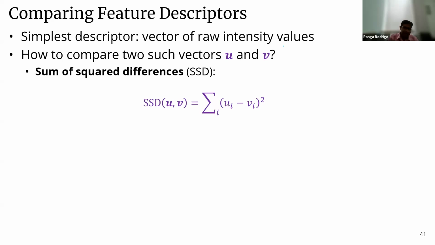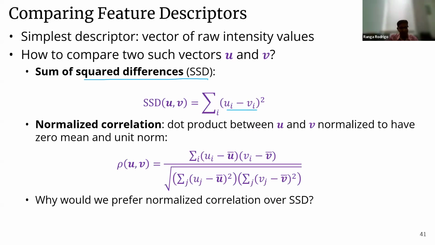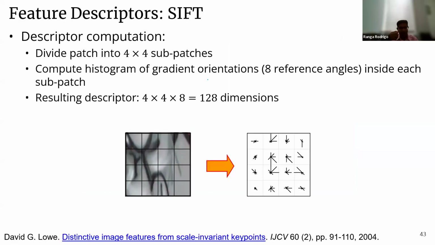A simple descriptor would be raw image patches, and then we can try to minimize the matching error using the sum of (ui minus vi) squared. If u and v are the image patches, this is called sum of squared differences. This does not usually work. Then you can use normalized correlation by dividing by the standard deviations, but all these things are not so good. Small differences can affect the matching score a lot. So that's why these SIFT descriptors are very, very important.